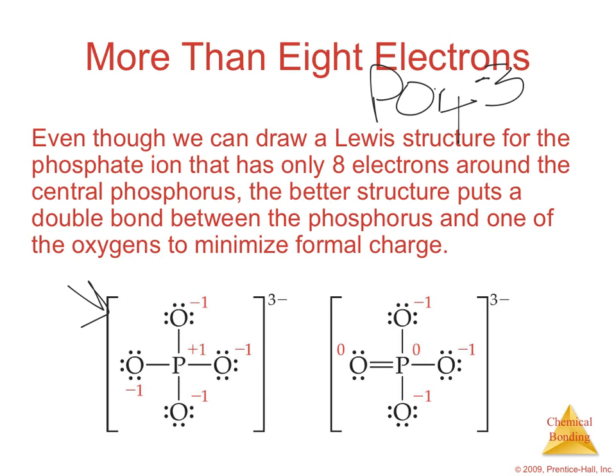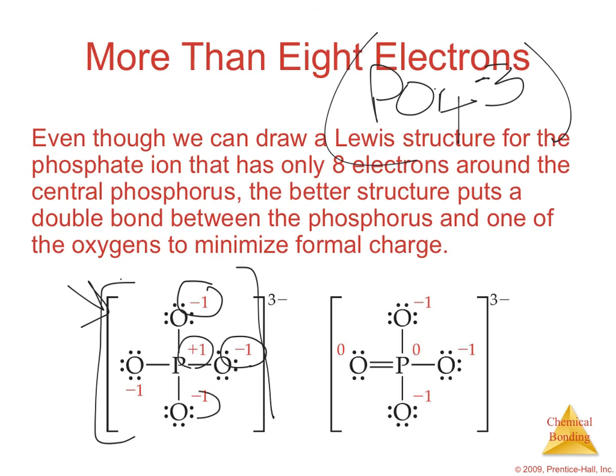So if you push the presentation aside, get a piece of paper out and see if you can come up with the Lewis structure for a phosphate ion on your own. So you might well come up with the structure shown right here. And then if you calculate formal charge, you can see that every single atom has a formal charge.